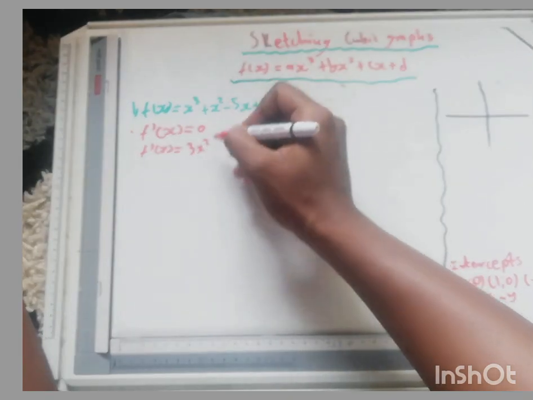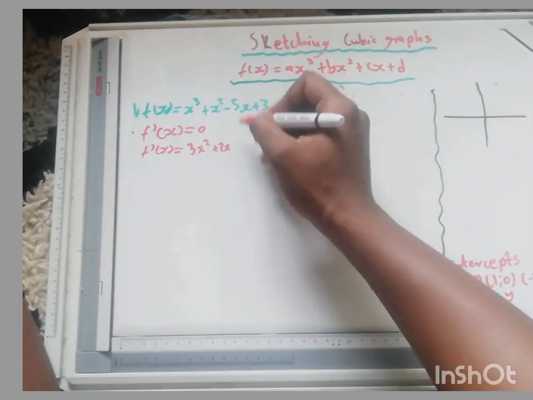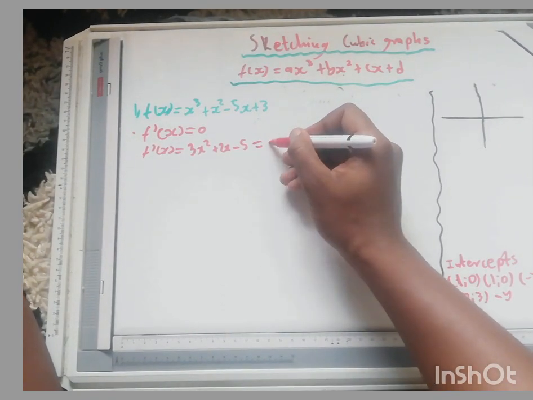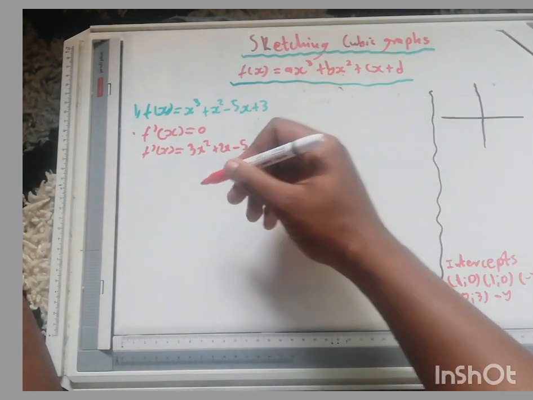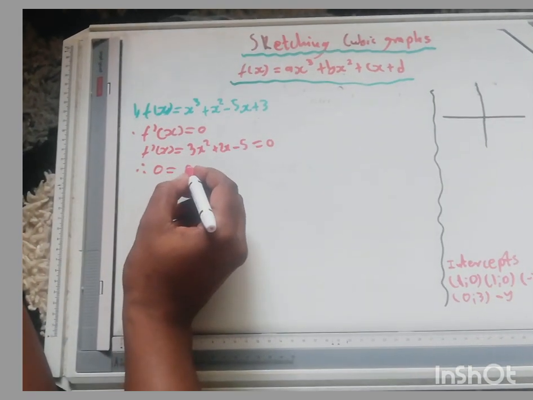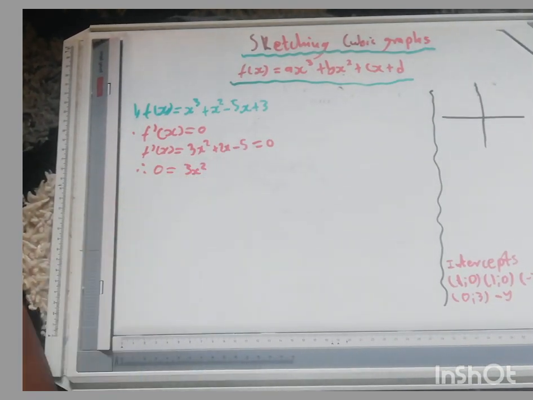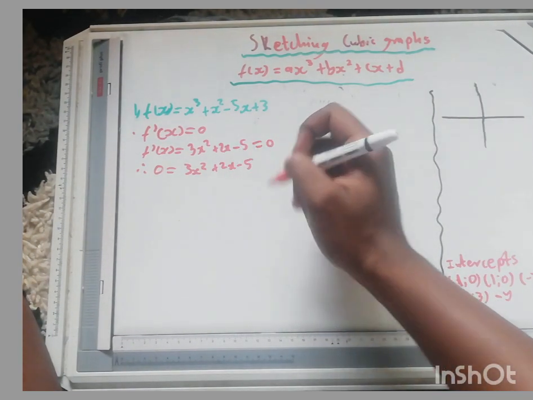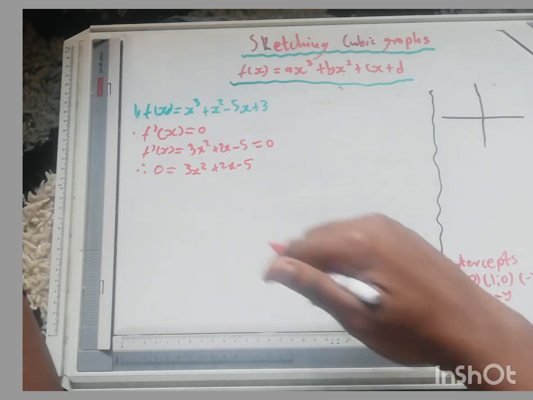3 times here, it will give me 3x squared. This one will give me 2x. This one will give me minus 5. So I have to equate this to 0. So it means that I'll have 0 equals 3x squared plus 2x minus 5. And I have to factorize this.